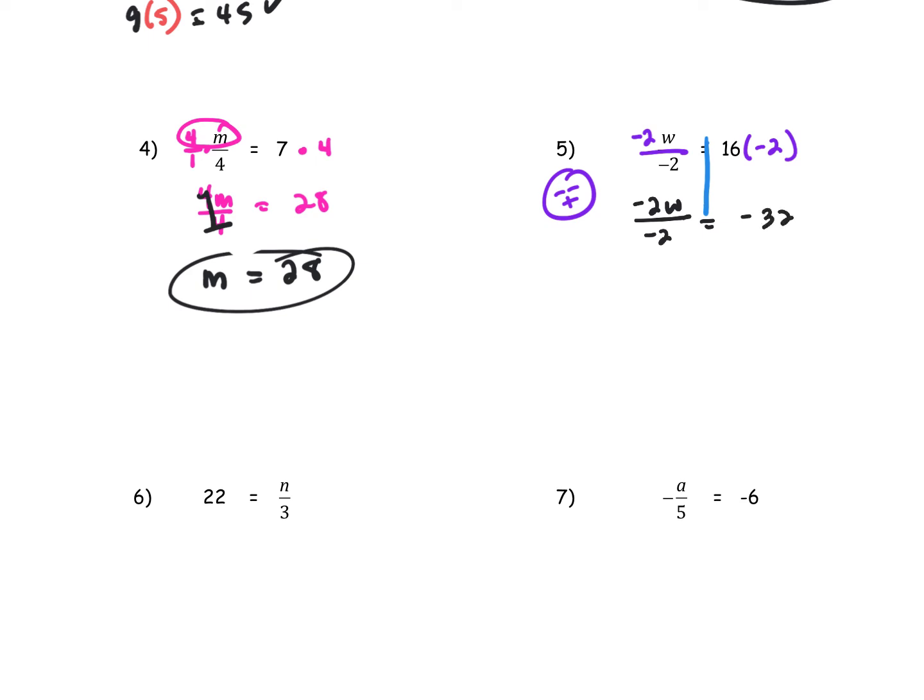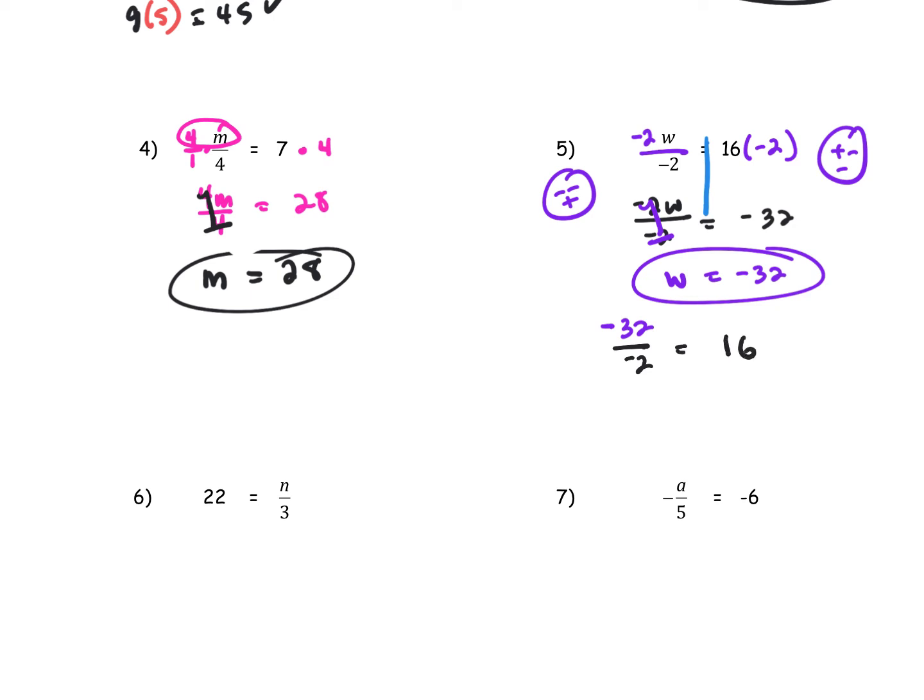So negative 2 divided by negative 2 would be positive 1, leaving our w, and a positive times a negative would be a negative 32. Sometimes when I do this type of problem, it's helpful if I double check my work. So we think that w can be replaced with negative 32. The original problem says I'm dividing by negative 2. And when I do that, I should get back positive 16. So if you take your calculator and take negative 32 divided by negative 2, you indeed get positive 16.